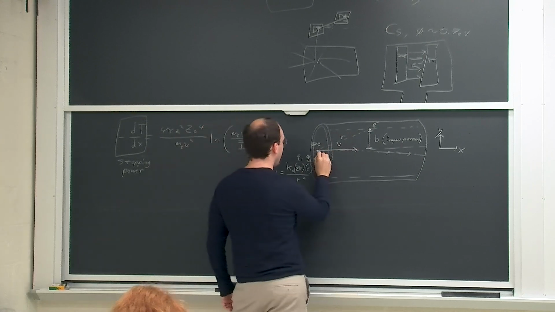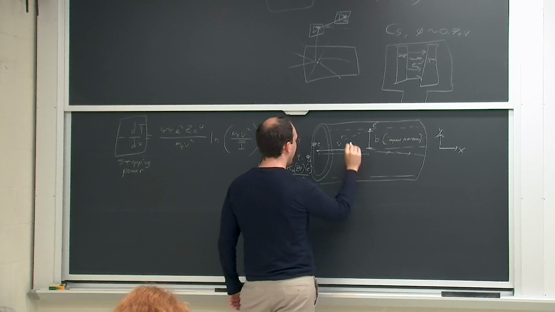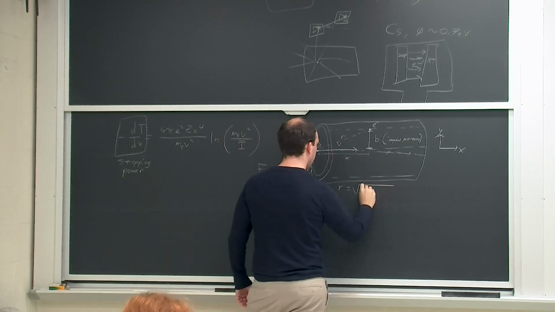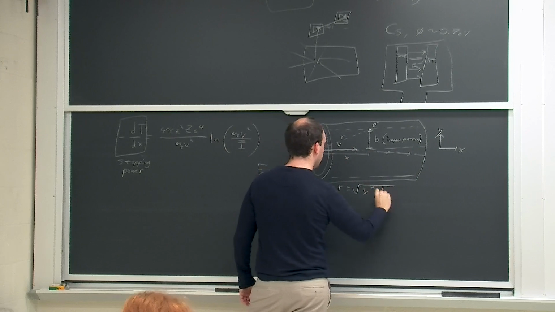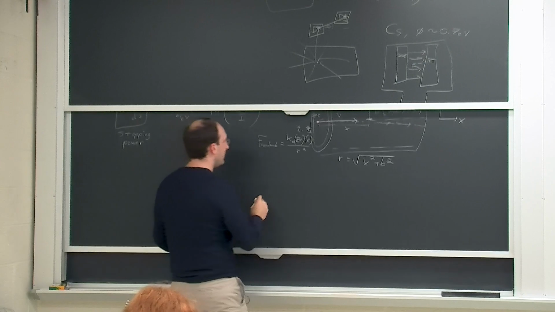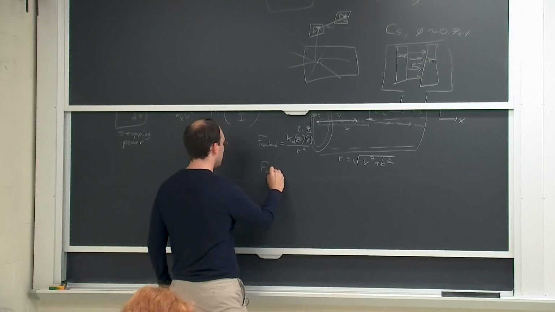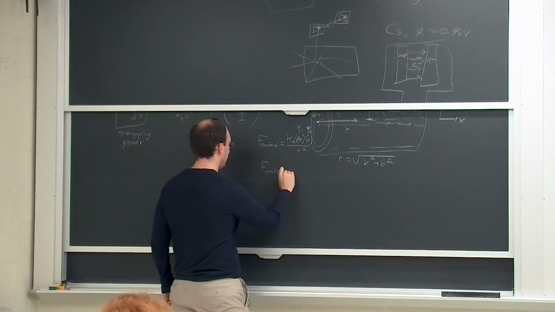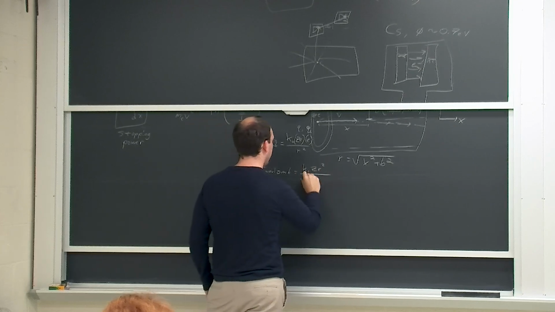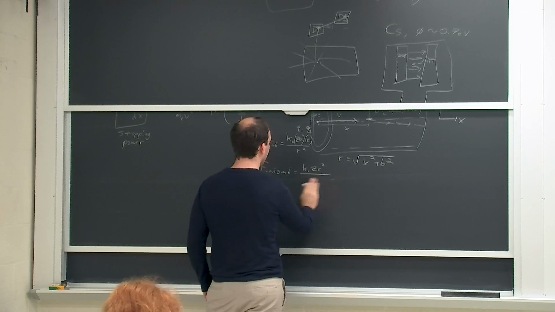And so now we can say if this is the distance away in the x direction, then we know that r is root x squared plus b squared. So we can stick that in there. And we know that our Coulomb force would then be this k naught little z e squared over, not square root, just x squared plus b squared.